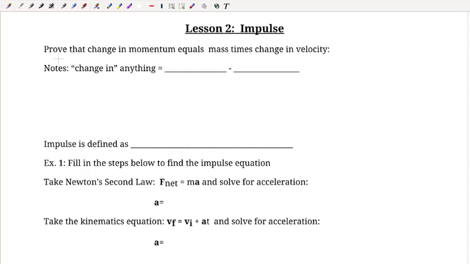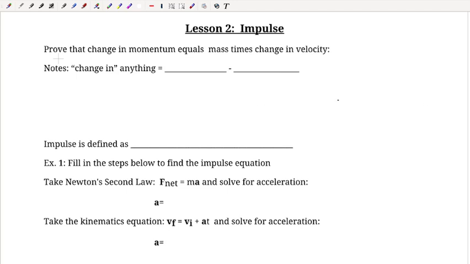This second lesson is about a quantity called impulse. An impulse is very closely related to momentum. So we're going to start out this lesson by playing around with some formulas, some familiar ones from last year and some from your lesson from yesterday.